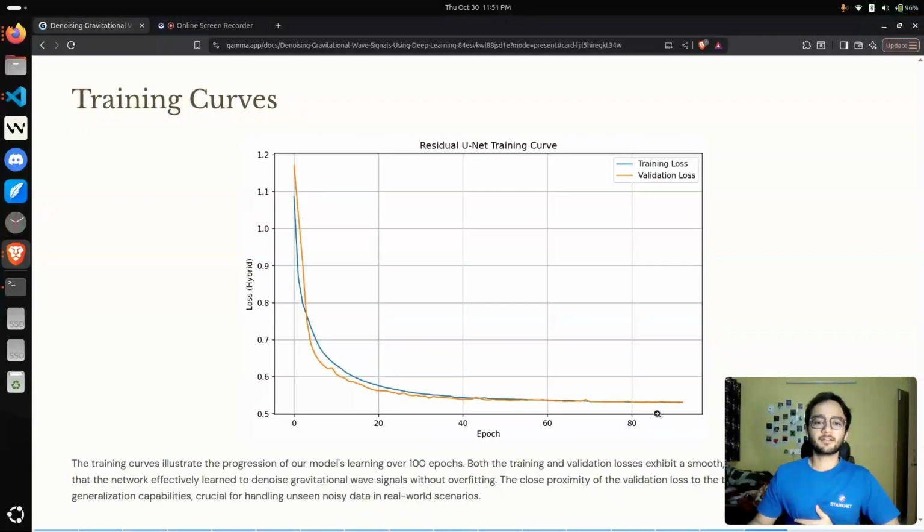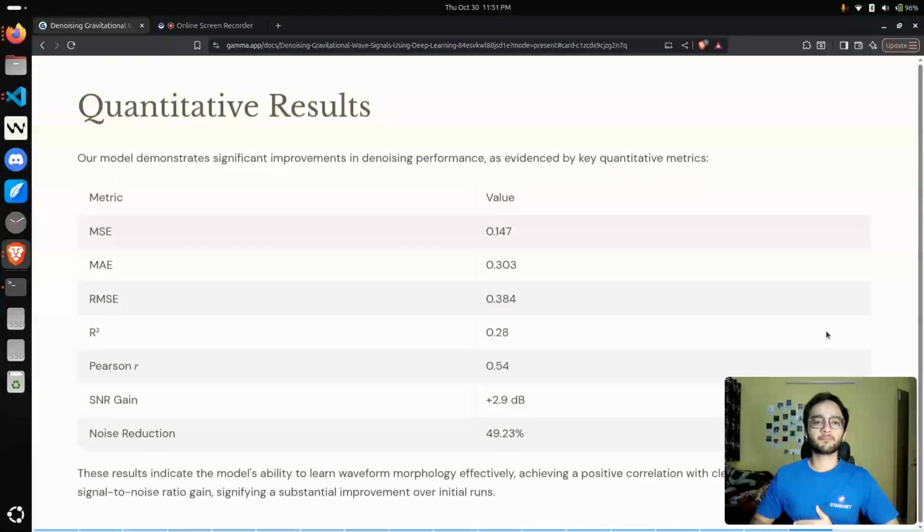This is what the training curve looked like over different epochs. This is the training loss and the validation loss, and it goes down over every epoch. The quantitative results are shown here. The mean squared error was 0.147. The mean absolute error was 0.303. The R-squared value was 0.28. The SNR gain was 2.9 dB, and the noise reduction I got was around 50%.